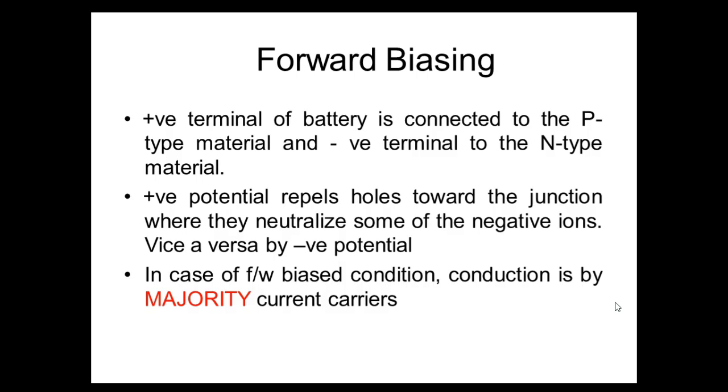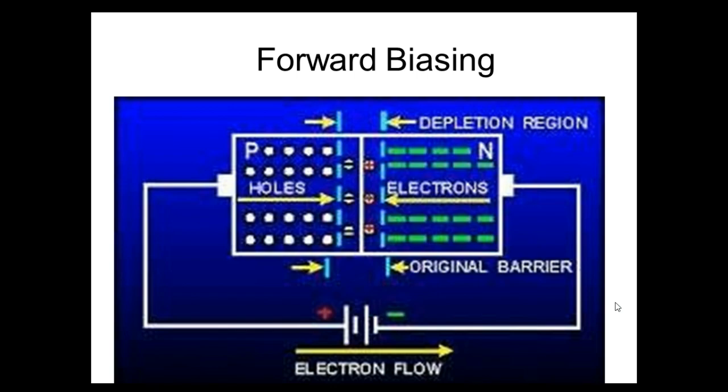Now just some revision of this. The positive terminal of the battery is connected to the p-type material as said before, and the negative terminal to the n-type material. As already said, positive potential repels the holes towards the junction where they neutralize some of the negative ions, and vice versa for a negative potential. In case of forward biased condition, conduction is done by majority current carriers.